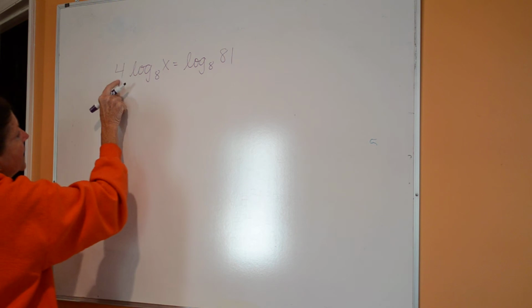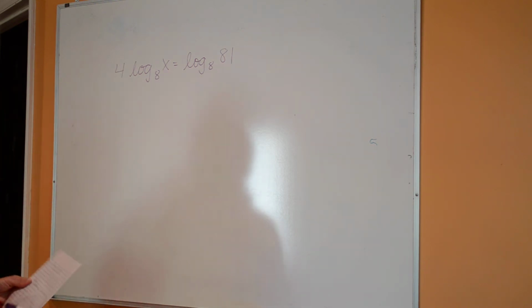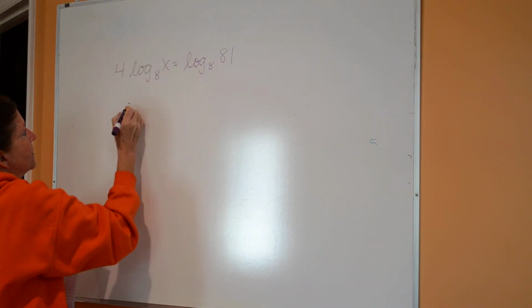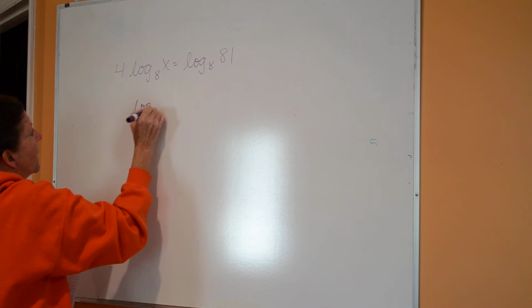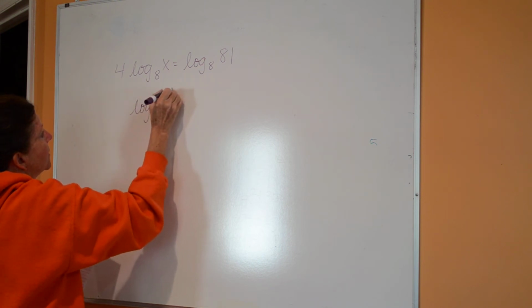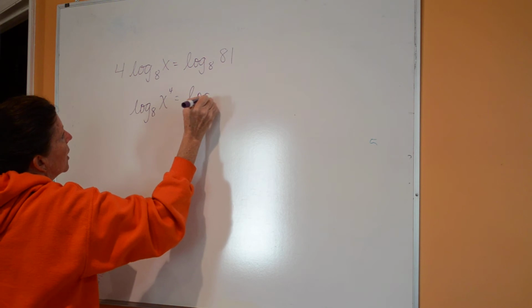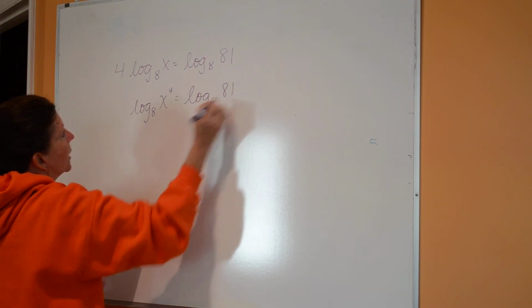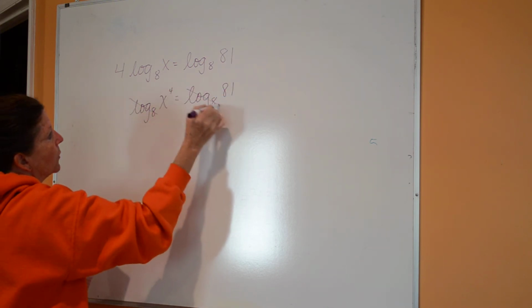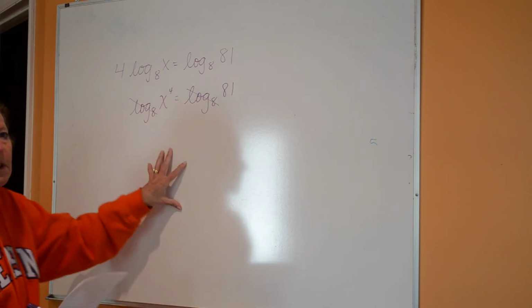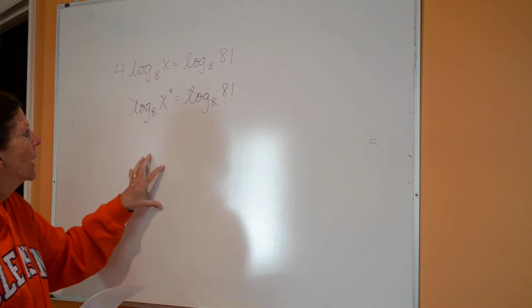All right, notice here I have a 4 in front. So remember that's going to be brought as an exponent there. So I have a log base 8 of x to the 4th is equal to a log base 8 of 81. I'm down to a logarithm on both sides. So I don't have a log plus a log on one side or a log minus a log.